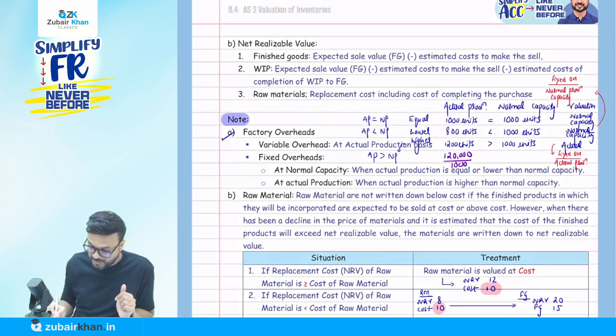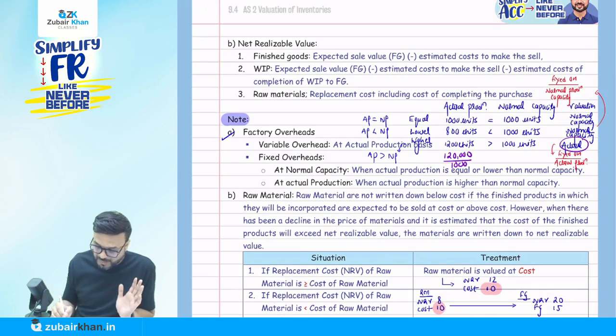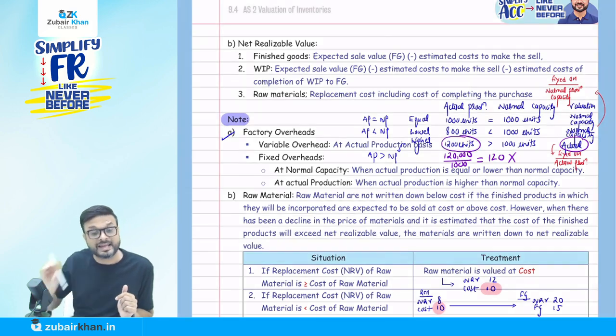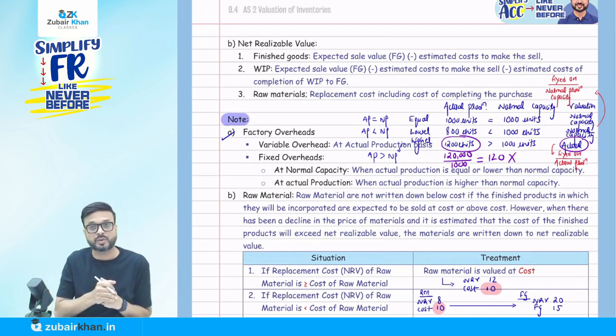I'm telling you the logic here, why we are doing the actual. Suppose I divide by 1000, how much will the cost per unit come? That will come to 120. Do you agree? Yes. Now in my closing stock, suppose I have done the production of 1200 and that 1200 is still in the stock. Assume, to make it simple for you, there is no sale. Still 1200 is in stock.